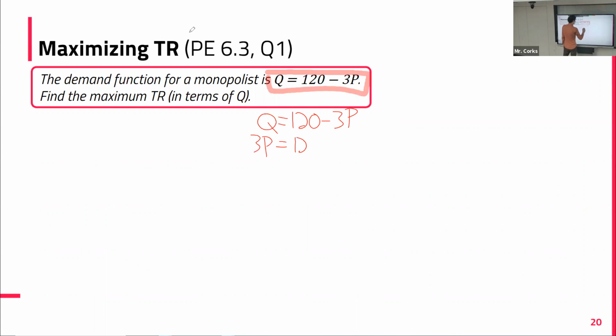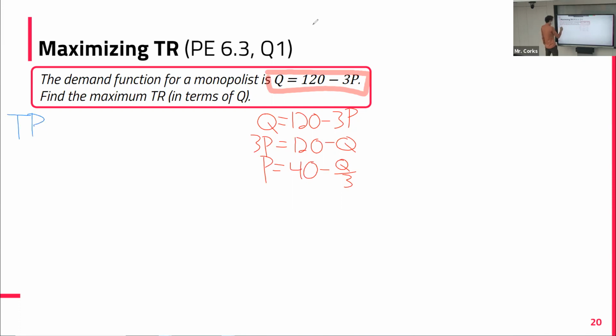3P equals 120 minus Q, so P equals 40 minus Q over 3. Okay, so did we need to do this? Did we need to rearrange it in terms of P? No. Okay, so let's think about what we could do here.